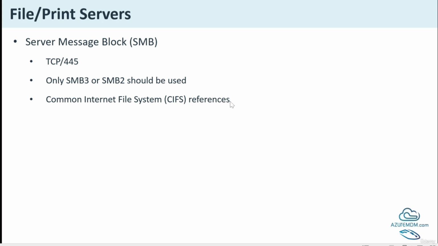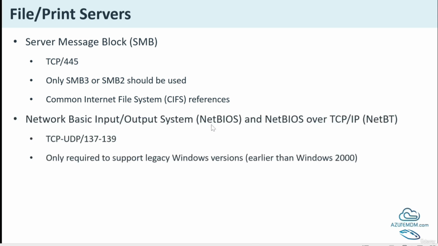Common Internet File System, CIFS. It's an older version of SMB, now replaced, but it is still being used. So NetBIOS and NetBT. It is a legacy protocol for network communication. It was used before the modern SMB. TCP UDP 137 to 139. It is the port used by NetBIOS for name resolution and file sharing, which is now outdated.